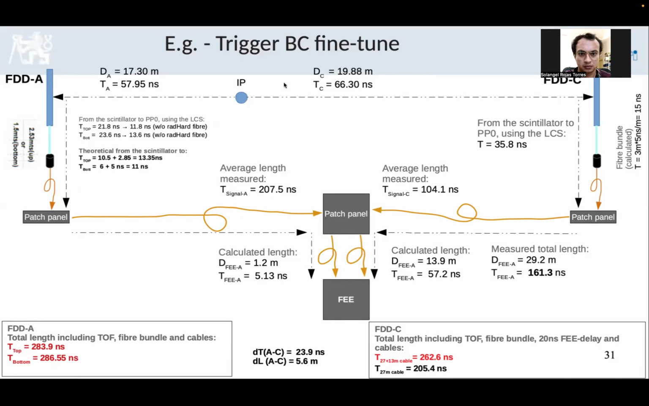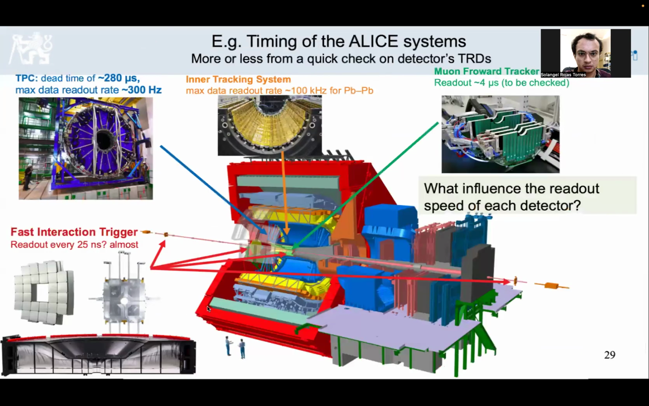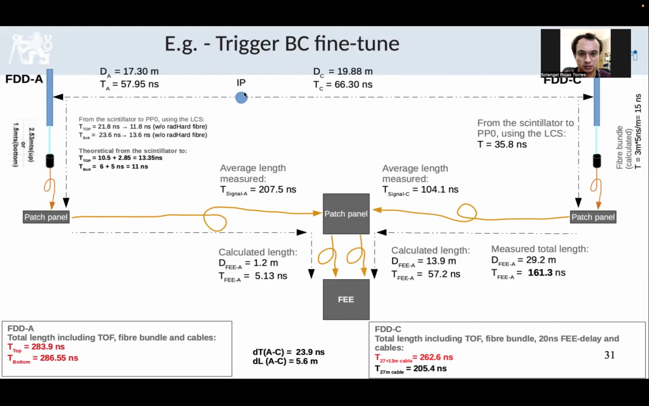Okay, this is an example of the FDD. This is more or less how you calculate even the cables to match the timing constraints. For FDD, we didn't match this L minus time because the detector is already far from the interaction point, so we have to take into account the time of flight of the particles from the interaction point to the detectors. Here, for example, the time is like 58 nanoseconds to one side and 66 to the other. So this is already big.